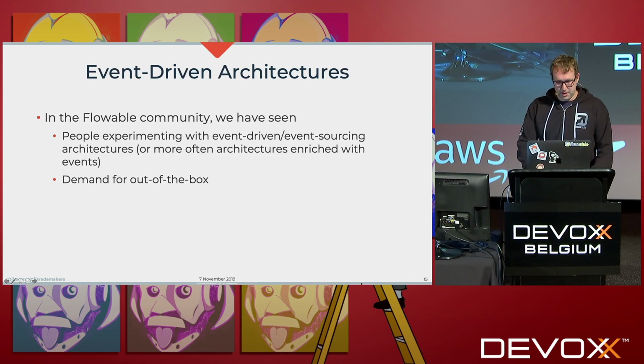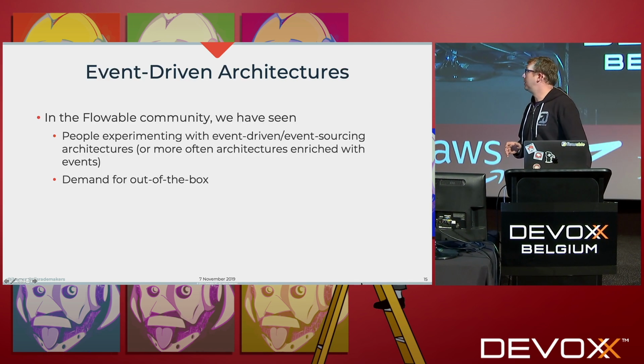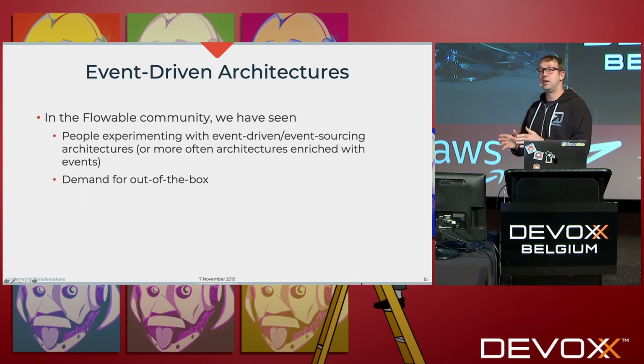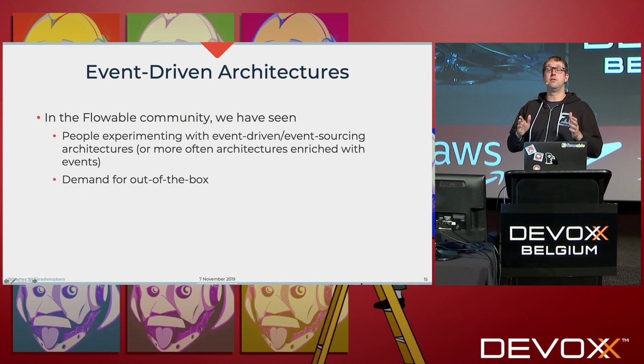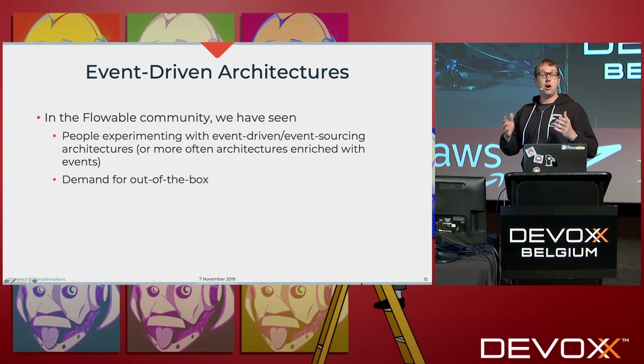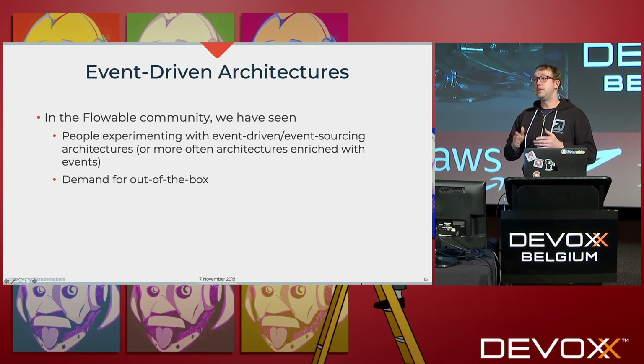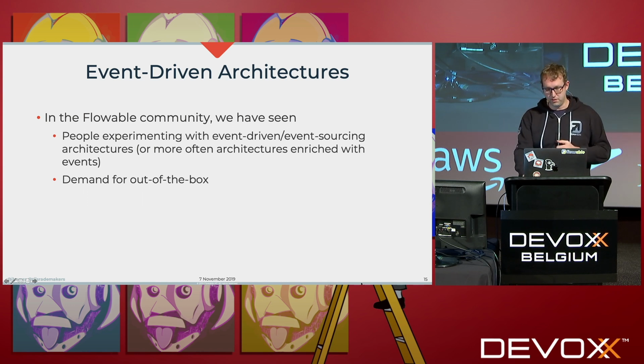All right, so for the remainder of this presentation, we will focus on the event-driven architectures and how to integrate Flowable in these architectures. And if you look at the schedule of DevOps today, you see that a lot of people are talking about it. And you also see that people in our community, in the Flowable community, they are experimenting with it or maybe already using it. So it makes sense to really look at it and see how we can improve it.